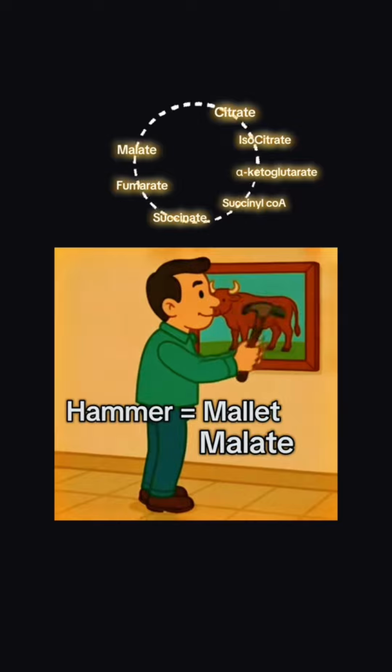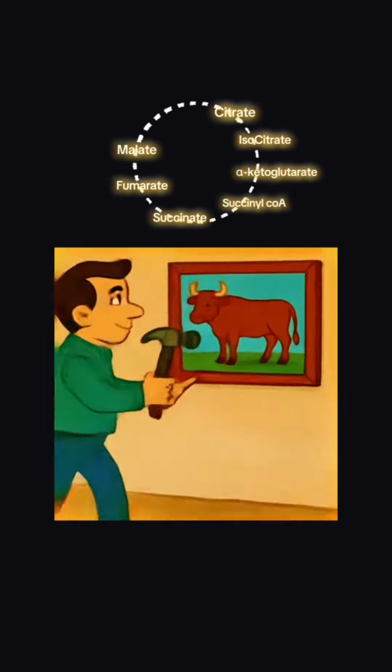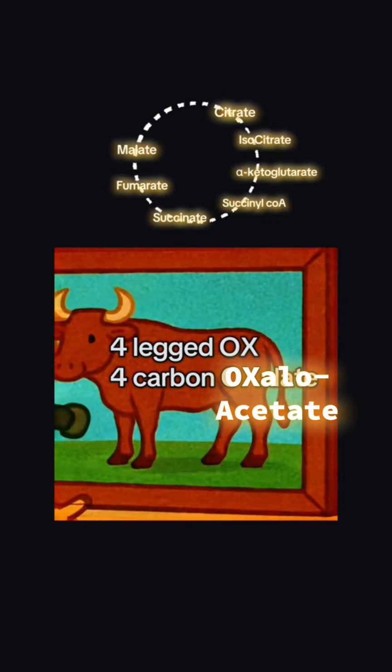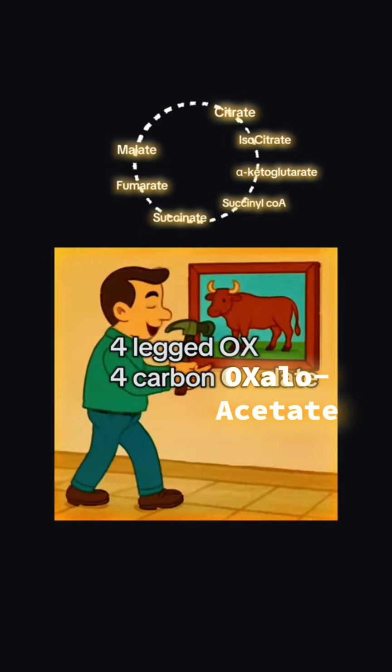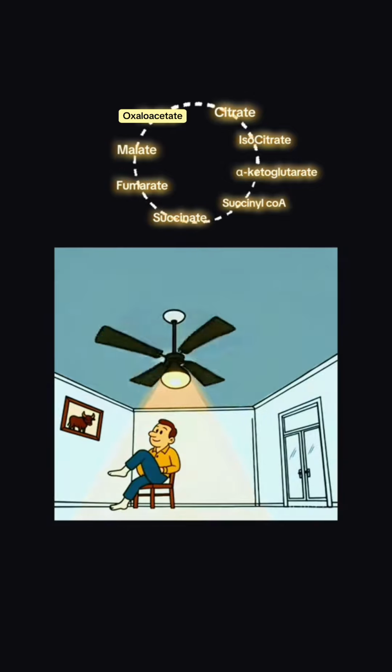He hammers in a 4-sided framed picture, indicating 4 carbons. That framed picture has a beautiful scene with an ox in the center. The 4-legged ox should help you remember 4 carbons for oxaloacetate. And that's essentially all the steps of the TCA Krebs cycle.